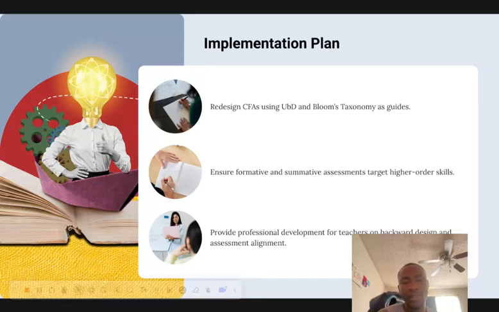My implementation plan is that I redesign the CFAs using the UBD and Bloom's taxonomy as guides, to ensure that formative and summative assessments target higher order skills, and provide professional development for teachers on backward design, as well as to align them together for how we do our assessment.